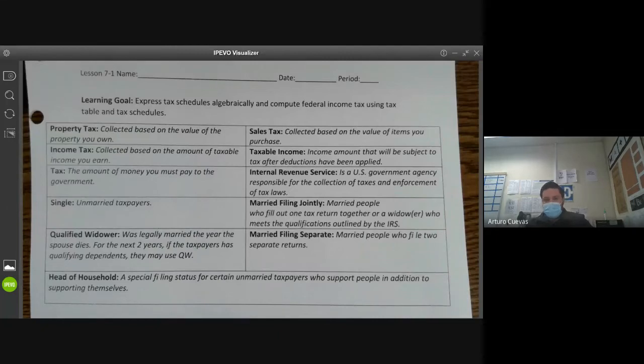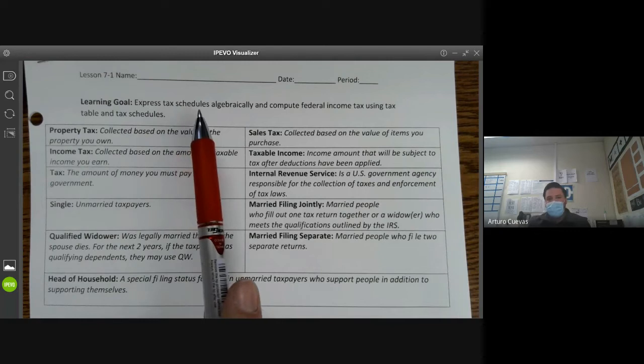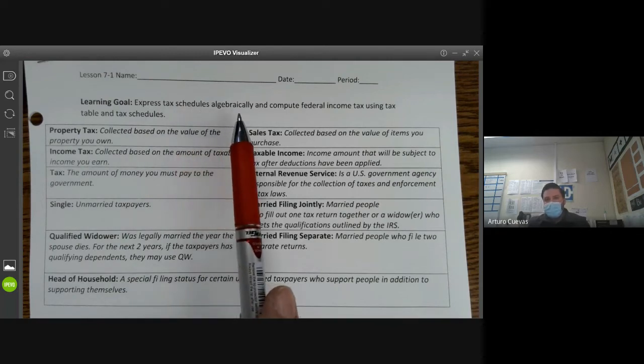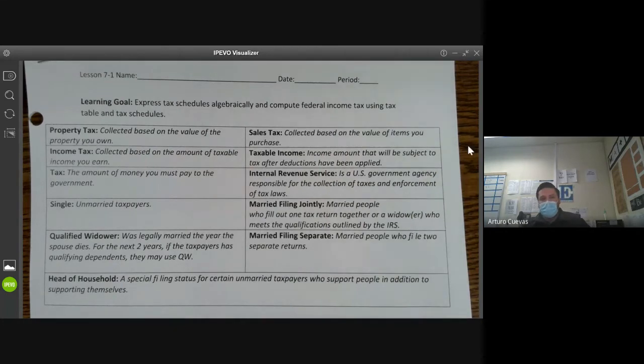This is lesson 7.1. Lesson 7.1 on taxes, specifically income taxes. So the learning goal, make sure you write that down at the top of your paper. The learning goal is to express tax schedules algebraically and compute federal income tax using the tax table and tax schedules.